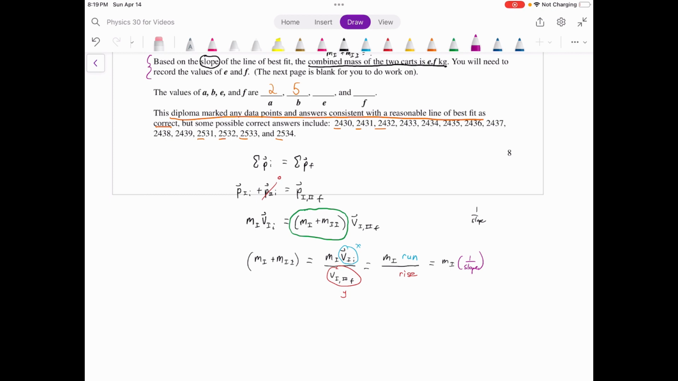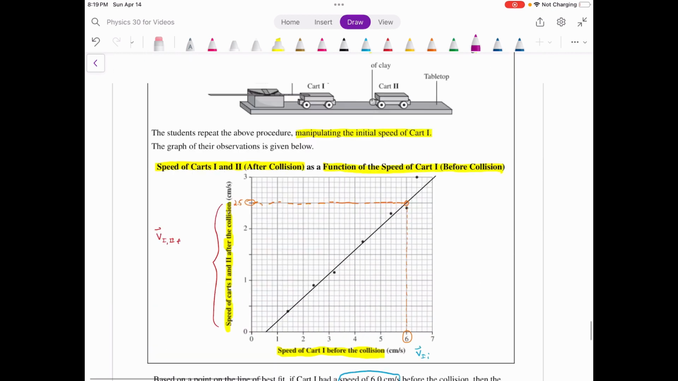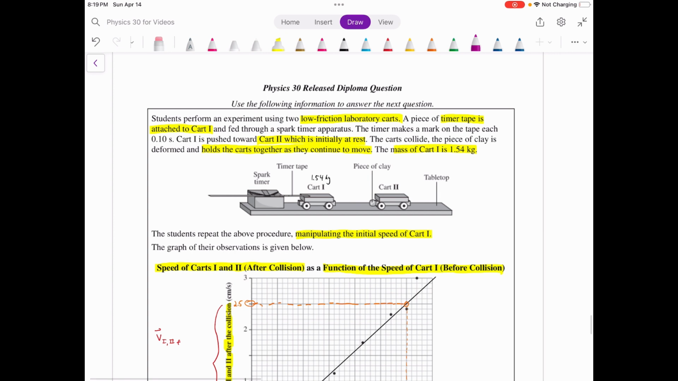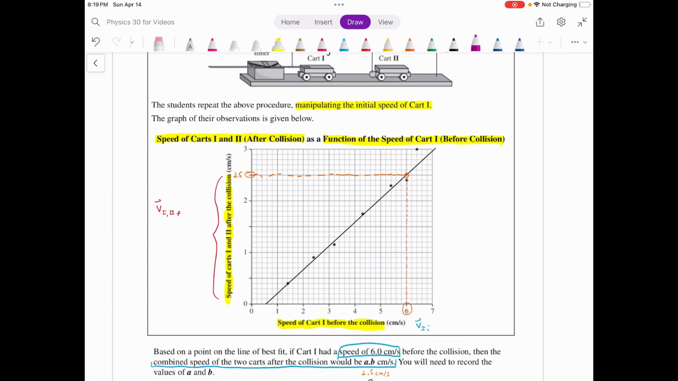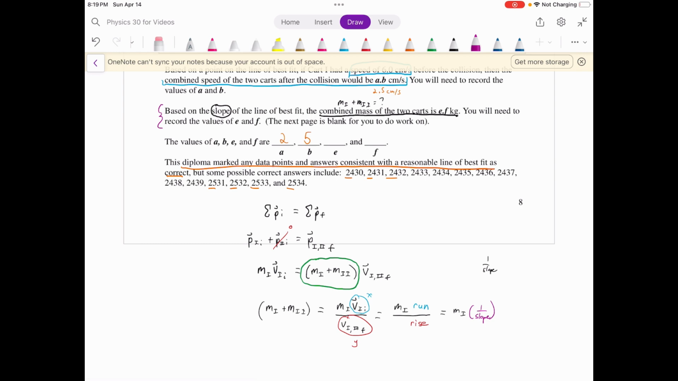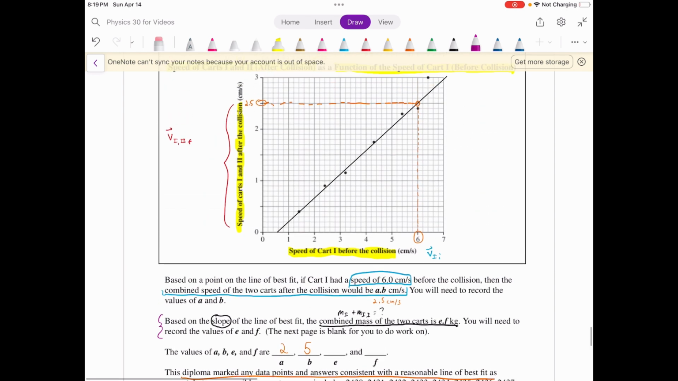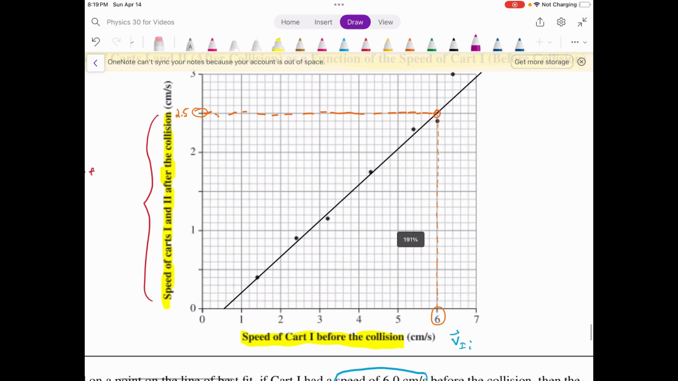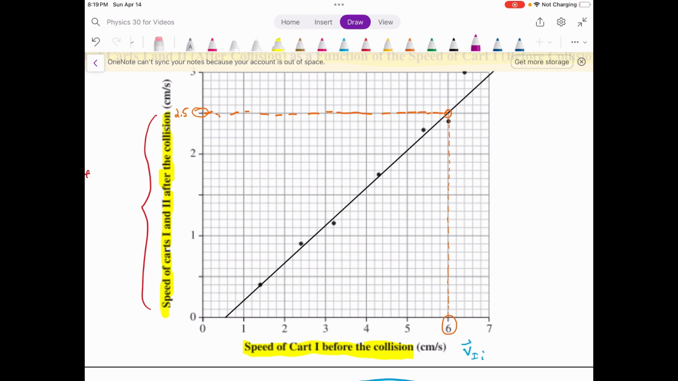So all we've got to do then, we know mass 1, it's 1.54 kilograms. If we can find the slope of the line of best fit and then divide 1.54 by it, we can see now that we'll have their combined mass. So we're back in Math 10, we're finding the slope of a line. Now, when finding the slope of a line like this, don't make your life harder than it has to be if you can avoid it.